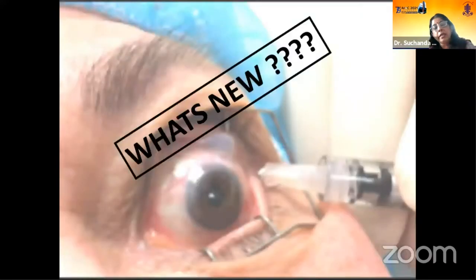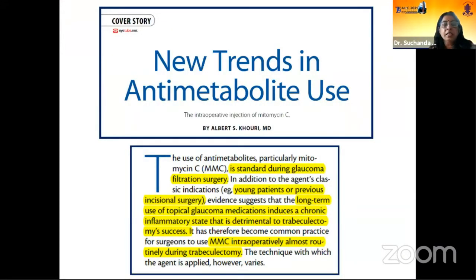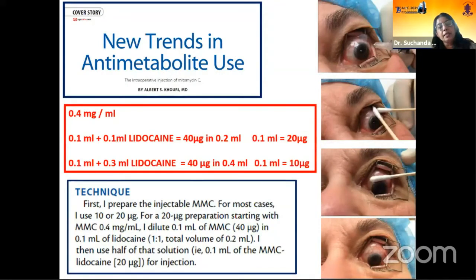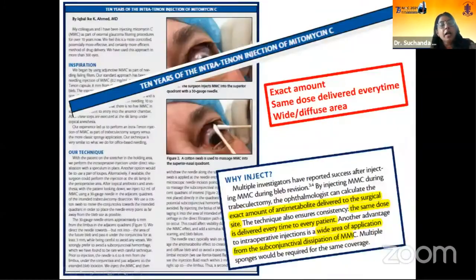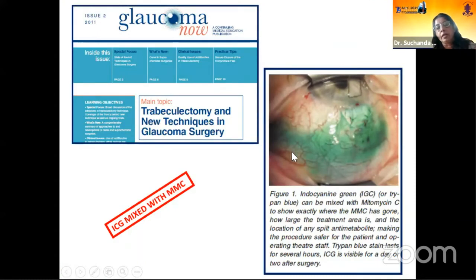To overcome this, the newer trend has been to inject the antimetabolite mitomycin C intratenon. The dose followed is 10 micrograms or 20 micrograms, according to the surgeon's choice. Dr. I.K. Ahmed, who is a major proponent of this technique and has been doing it for 10 years plus, says that it has the benefit of delivering the exact amount of MMC that we want. We can give consistent dosing, and we can cover a wider and more diffuse area, as this ICG-mixed mitomycin C gives us.